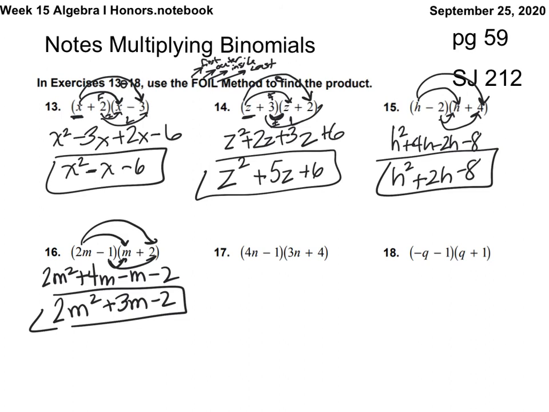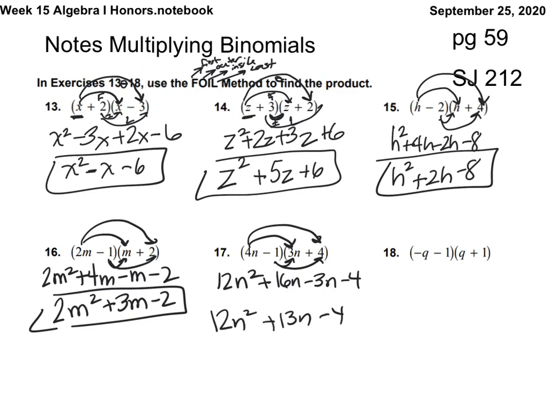17, 4n times 3n is 12n squared. That's the first terms. Outside terms. 4n times 4 is positive 16n. Inside terms. Negative 1 times 3n is negative 3n. And then last terms, negative 1 times 4 is negative 4. Combine like terms, 12n squared plus 13n minus 4.